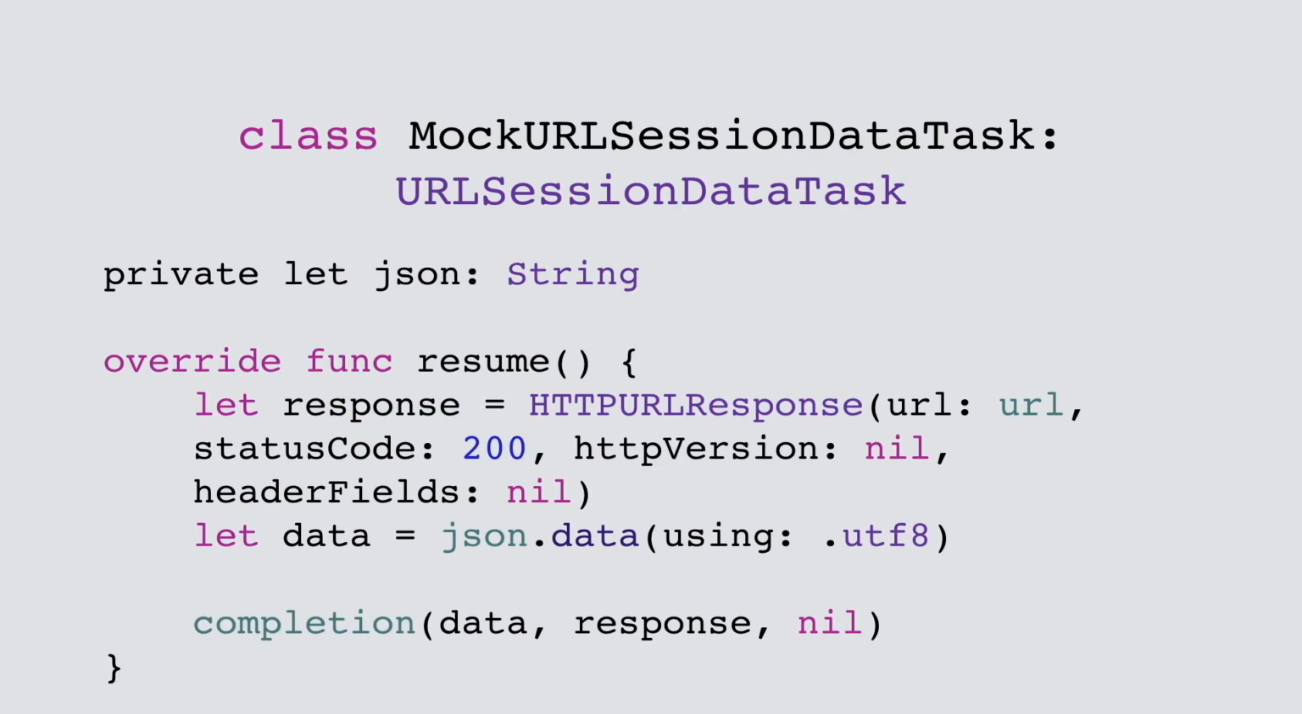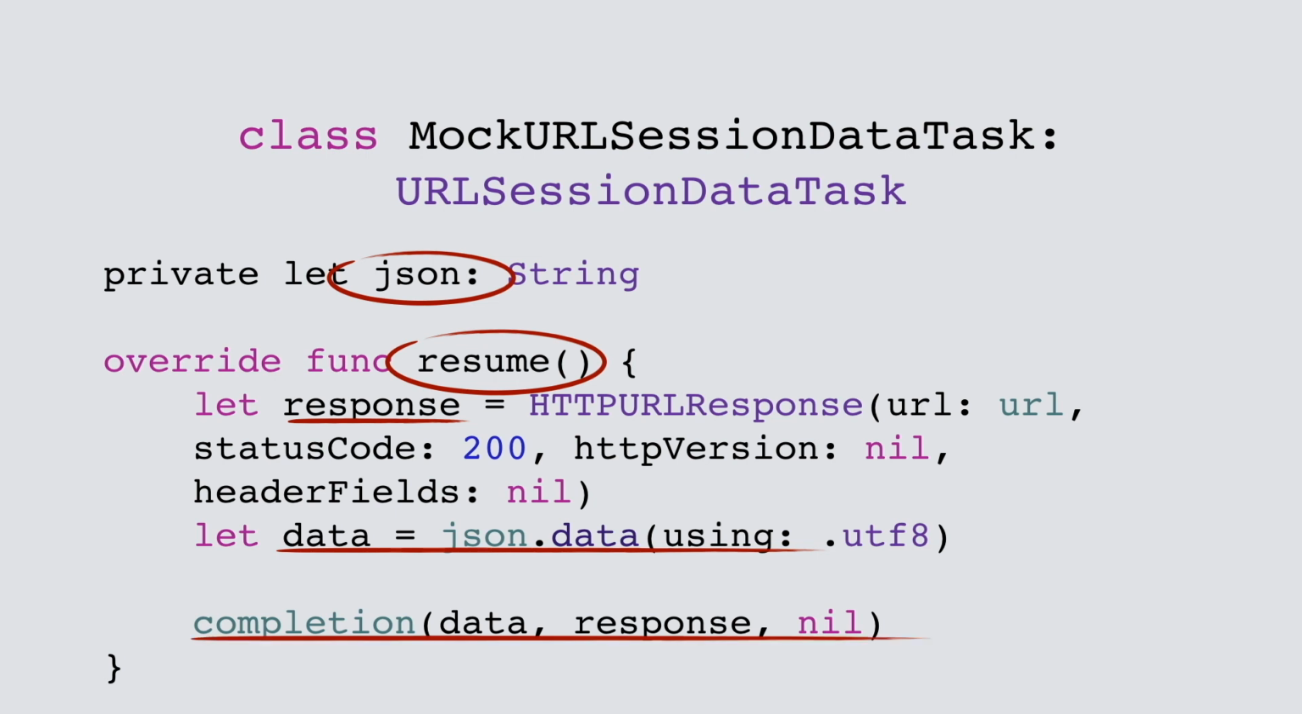And if we look at this function, this takes our JSON data that we're already familiar with, and this overwrites our resume function. So if you're familiar with network requests, we always call our resume function in order to hit our network. But what we're going to do in this resume function is to create our custom response. And in this case, it's going to be a 200 status code. And then we're going to create data from our JSON data. And then instead of hitting the network here, we will call completion directly, and we just return the response that we want for that UI test.